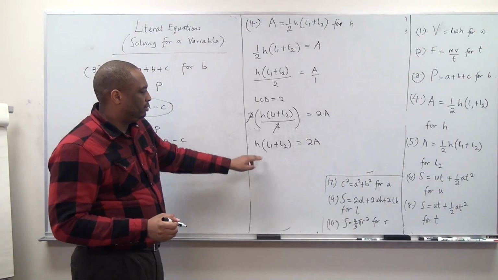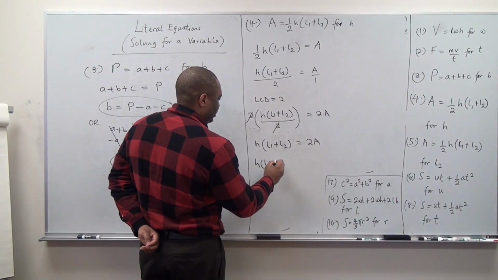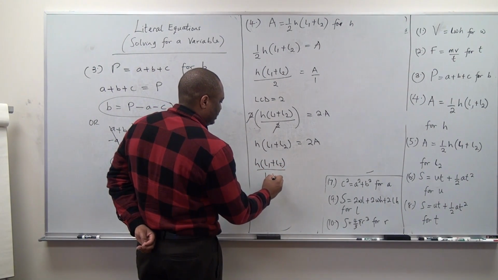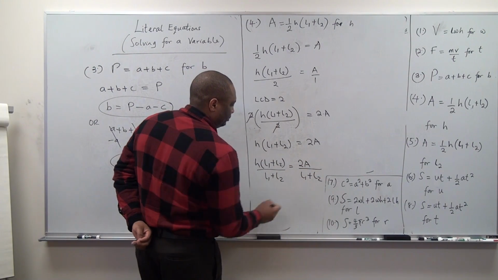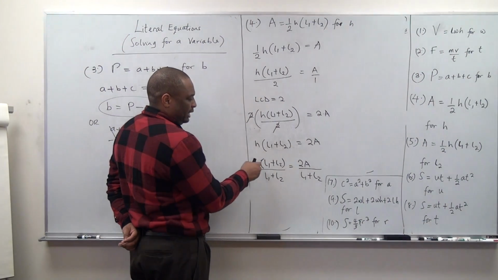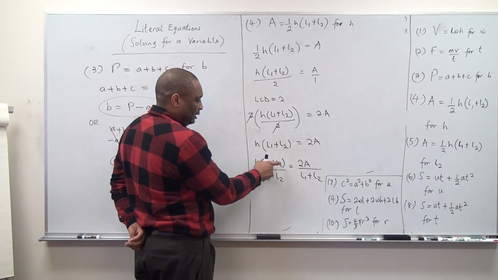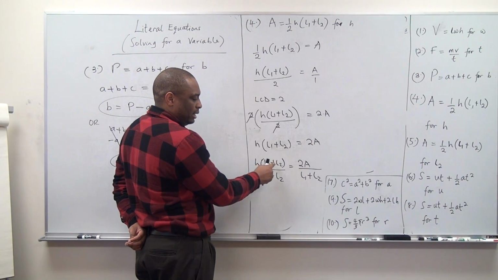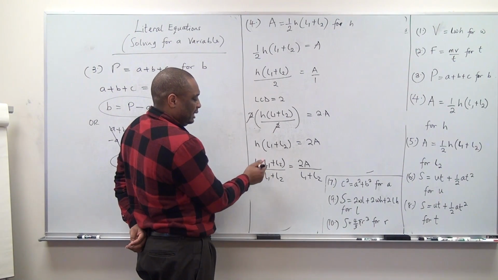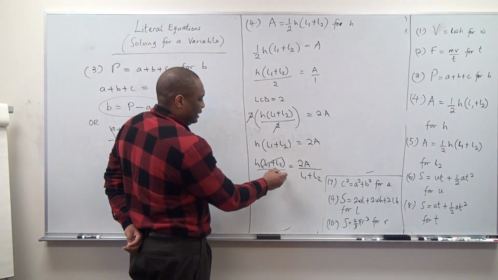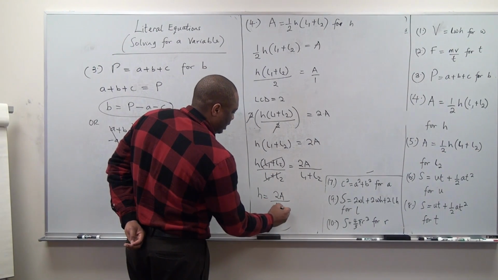And the next thing you do is to divide both sides by L1 plus L2. So you have h, L1 plus L2 divided by L1 plus L2 equal to 2A divided by L1 plus L2. Because this is seen as a multiplication, you treat it as one entity, the h and the terms in parentheses, L1 and L2, is seen as an entity. So because they're in parentheses, this means multiplication. You cross it out, and you have that your height is equal to 2A over L1 plus L2.